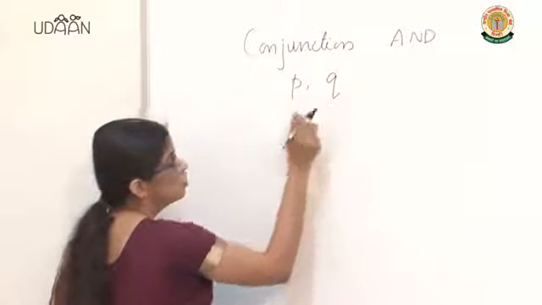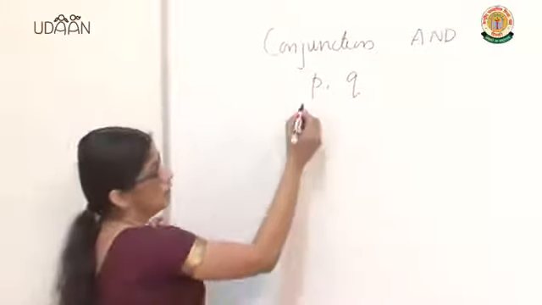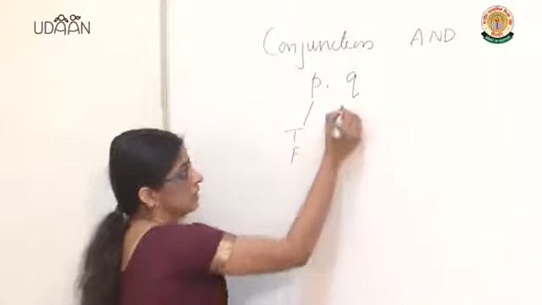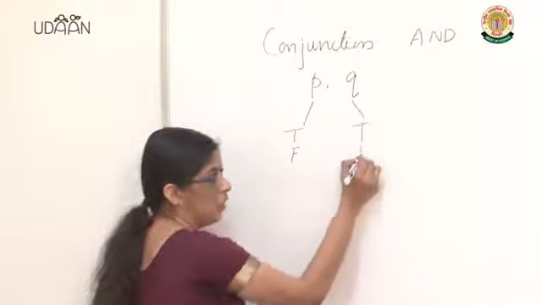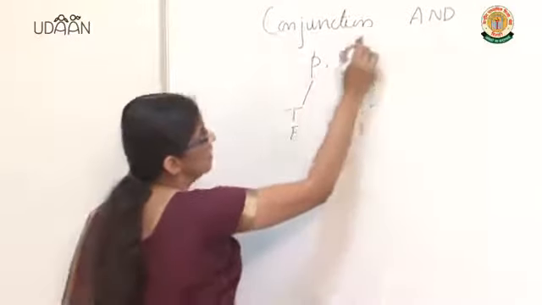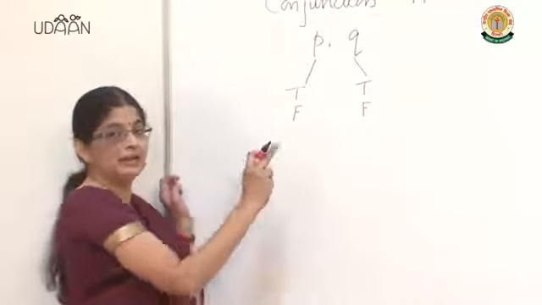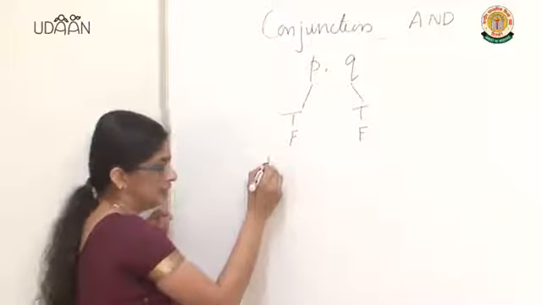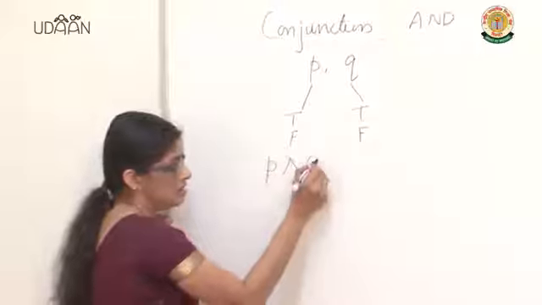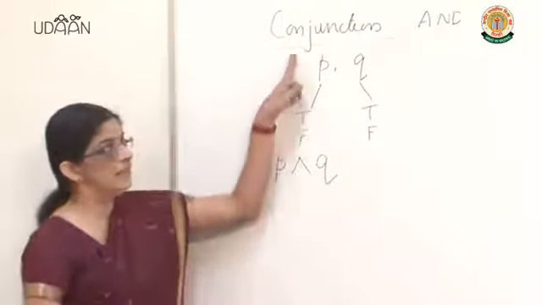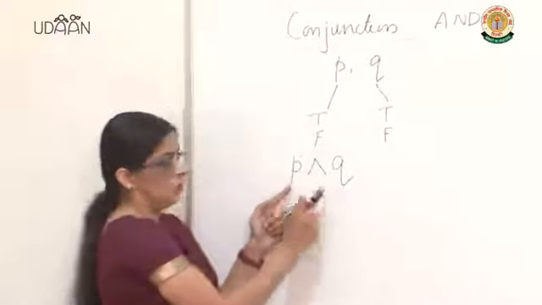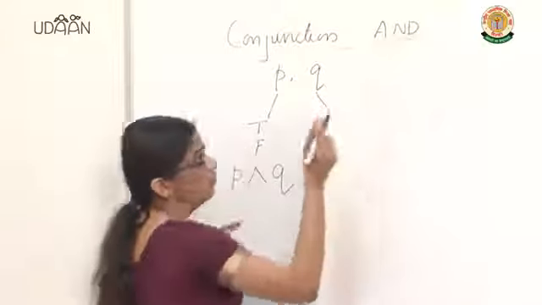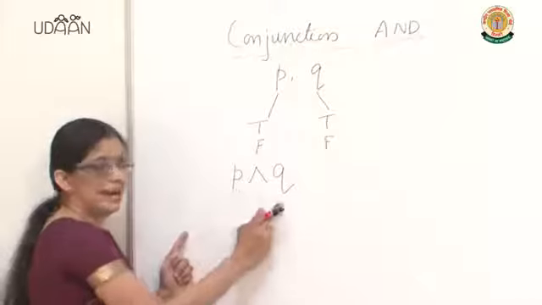Let P and Q be two simple statements. Tell me, what truth values can P take? P can be either true or false. Similarly, Q can be either true or false. A conjunction is the compound statement obtained by joining these two simple statements by the connective and, and it is usually denoted by P and Q. So, conjunction is a compound statement obtained when you connect them by this logical connective and, and we denote it by P and Q.